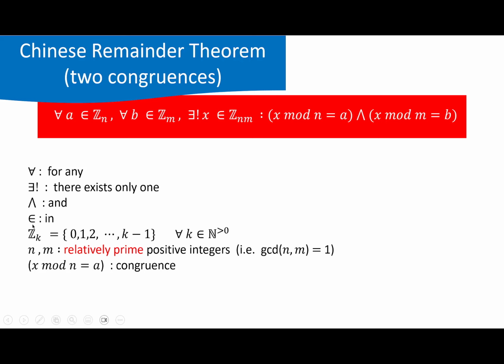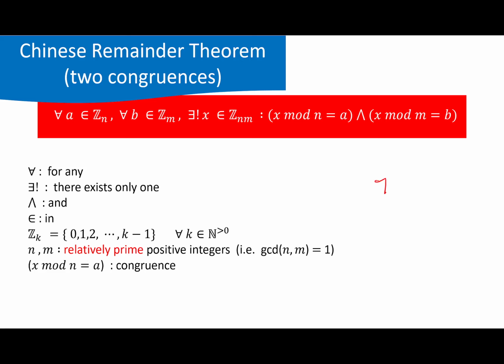This means and. This means in. Now, Zk is from 0 to k minus 1. Nm, this is important, Nm must be relatively prime, meaning their GCD is equal to 1. Relatively prime, they don't need to be prime.